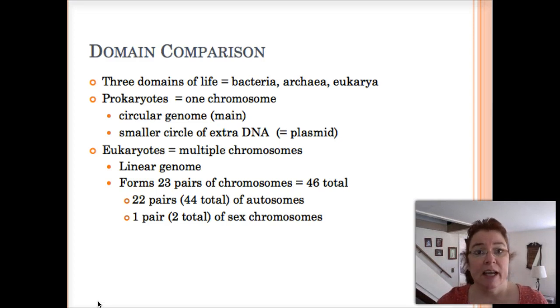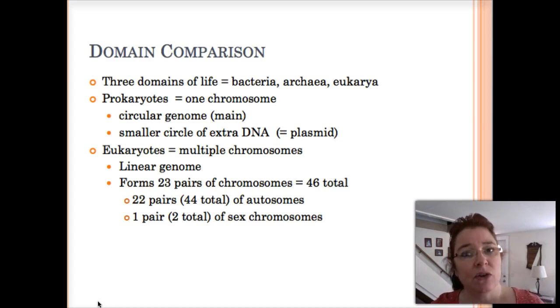And in terms of the DNA, there are a couple of important differences to remember. Prokaryotes do not have a nucleus. Their DNA is floating free within the cytoplasm of the cell. The DNA is also in a circular form. They have one chromosome, and it's in the form of a circle.